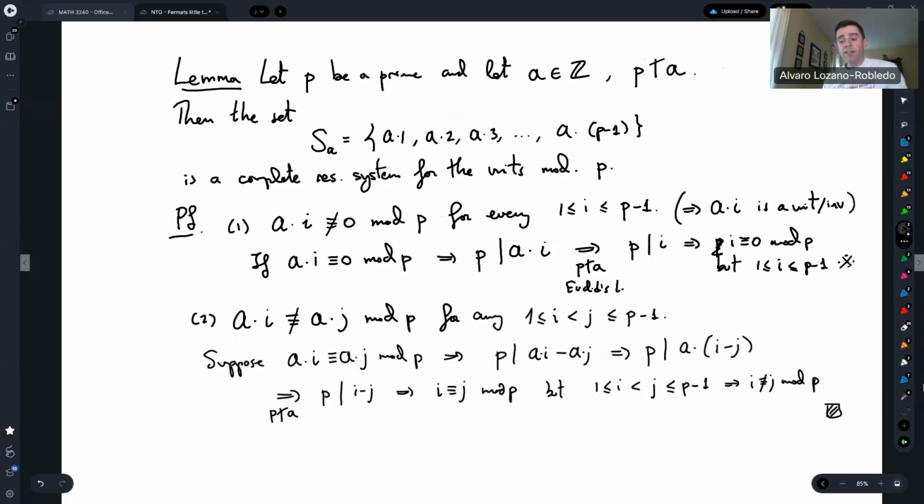This proves the lemma. Why is it already proved? Well, S_A contains only units, by 1, and they are all different.